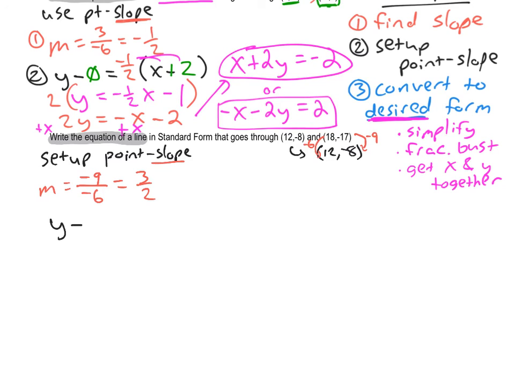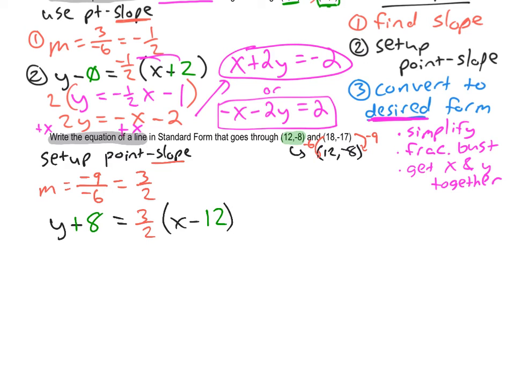So y minus a given y value, our slope, which we have, 3/2 times x minus the given x value. So we use any of those coordinates. I'm going to use this one here. It's got smaller numbers. So if I chose that, I put the -8 on the left-hand side with y. So minus -8. That just becomes +8. My x value that goes with that is 12. So there's our point slope form.